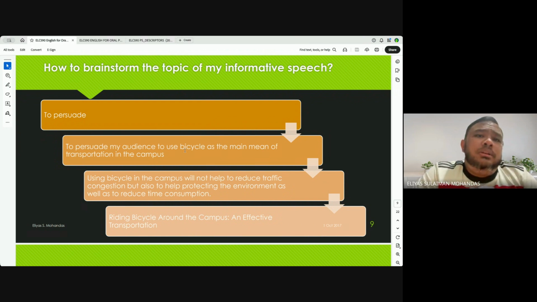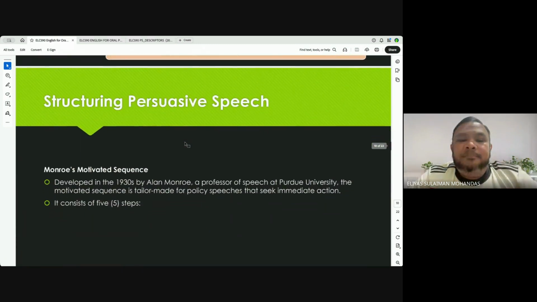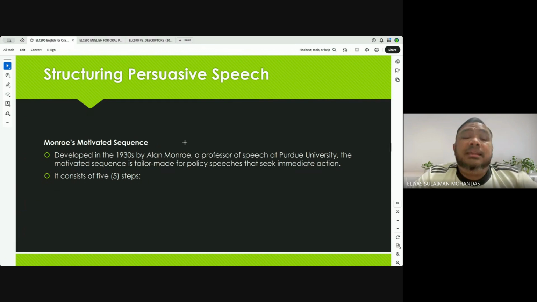So why not, if we can reduce the traffic congestion by persuading the students in UiTM, including the staff, to use bicycle instead. But it would be tough, UiTM Shah Alam is very hilly, just like UiTM Puncak Alam. It's very hilly. Going down the hill is fun, going up the hill is terrible. Especially for someone like me.